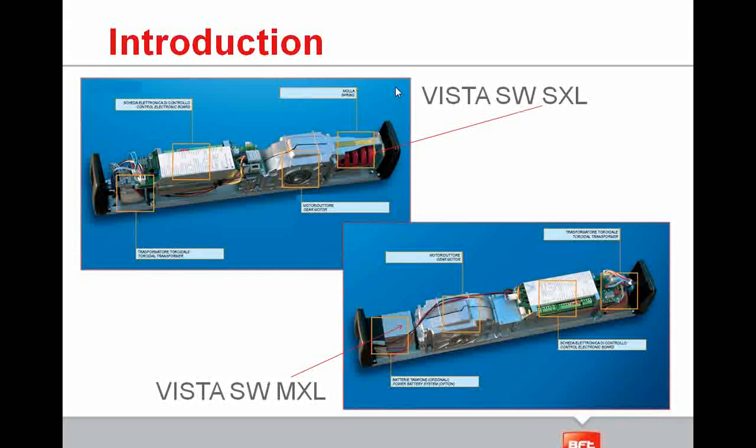This is the difference between the two kinds of Vista swing: the Vista SXL and the Vista MXL. In the Vista SXL, a spring is present. In the Vista MXL, it is not. The spring is used, for example, when the power goes down: if you install the automation with the spring, the door is closed automatically. Otherwise, if the spring is not present, the door stays in the position where it was left.